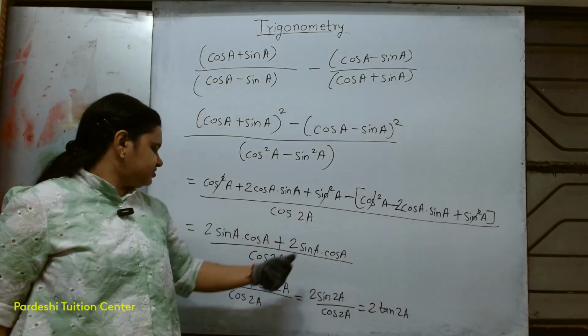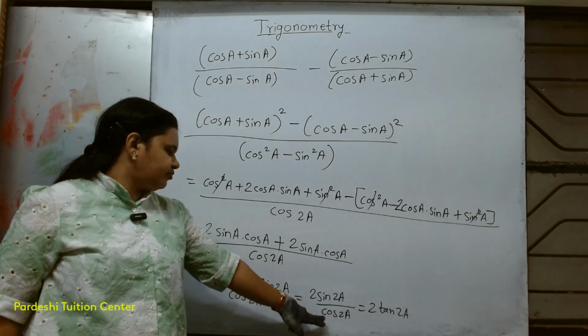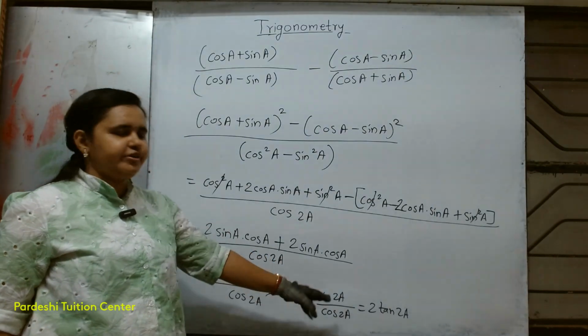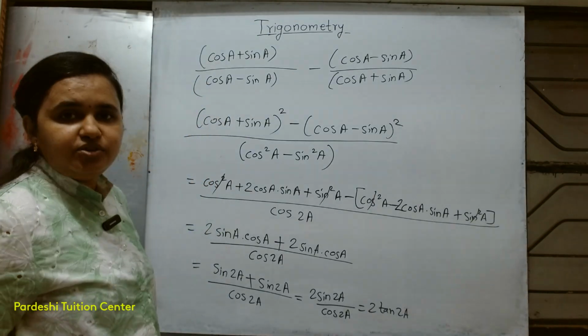2 sin A cos A is the formula for sin 2A. Then twice of sin 2A upon cos 2A. Then sin upon cos is tan, so it will be 2 tan 2A. So the option is the third one, 2 tan 2A.